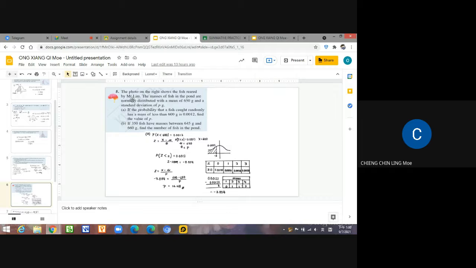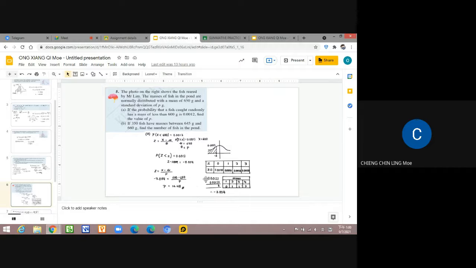It is given that the mean of the masses of fish is 650, and S is the mass of fish. The probability that a fish caught randomly has a mass of less than 600 grams is 0.0012, and the S value is 600. Convert the normal distribution into the standard normal distribution, and we can find the value of the Z score, which is 3.034, by using the standard normal distribution table.